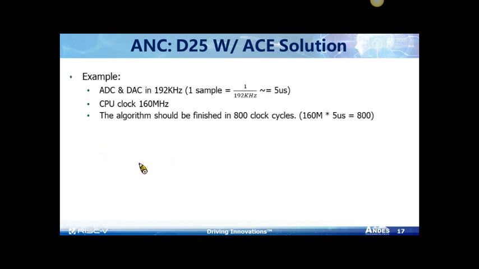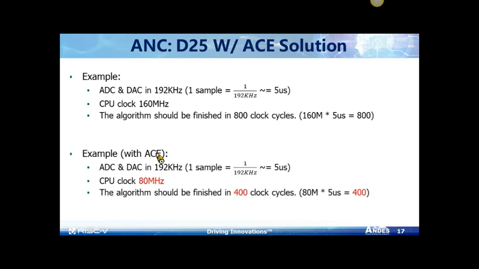Here is the example we mentioned before. If the ADC and DAC sampling rate runs at 192 kHz and the CPU runs at 160 MHz, the algorithm should be finished in 800 cycles. But with the ACE solution, we can achieve the most complicated noise control algorithm in around 250 cycles. So even though the sampling rate still runs at 192 kHz, we can lower the CPU clock frequency to around 80 MHz. And with lower clock cycles, it saves more power on the platform.